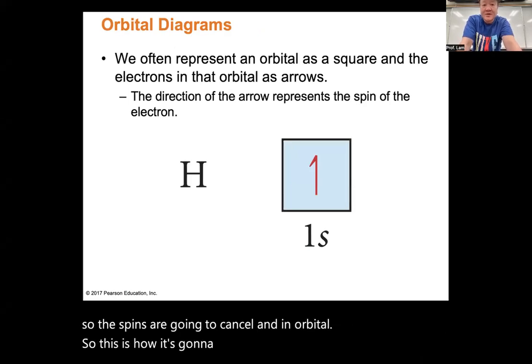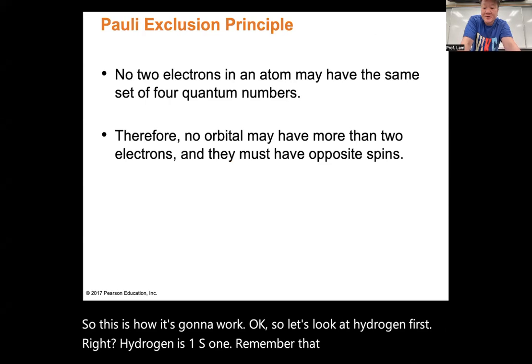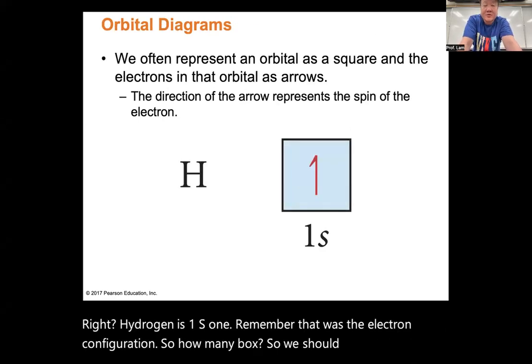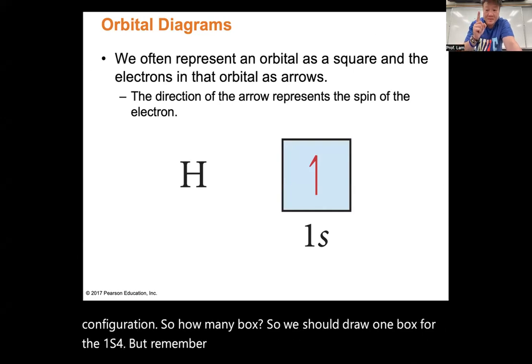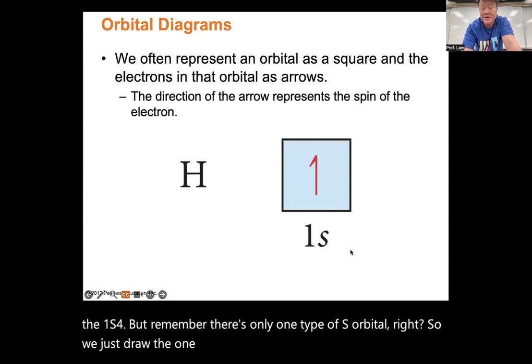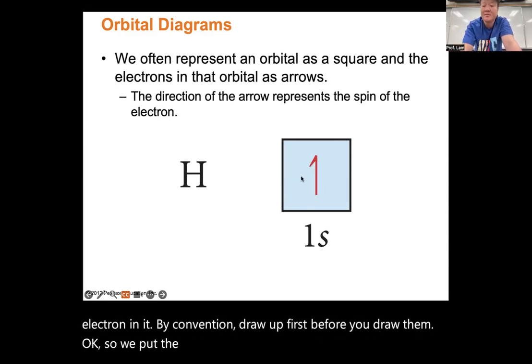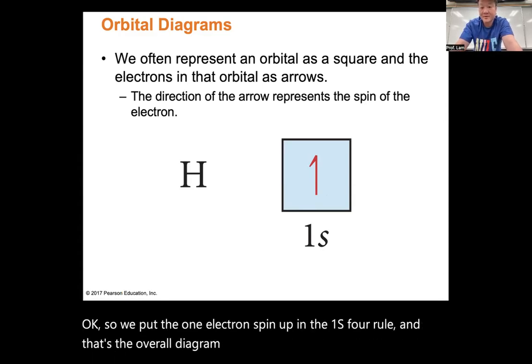Okay, so let's look at hydrogen first, right? Hydrogen is 1s1. Remember, that was the electron configuration. So how many boxes? We should draw one box for the 1s orbital. Remember, there's only one type of s orbital, so we just draw the one box and we call it 1s. And then we put one electron in it. By convention, draw up first before you draw down. So we put the one electron, spin up, in the 1s orbital, and that's the orbital diagram for hydrogen.